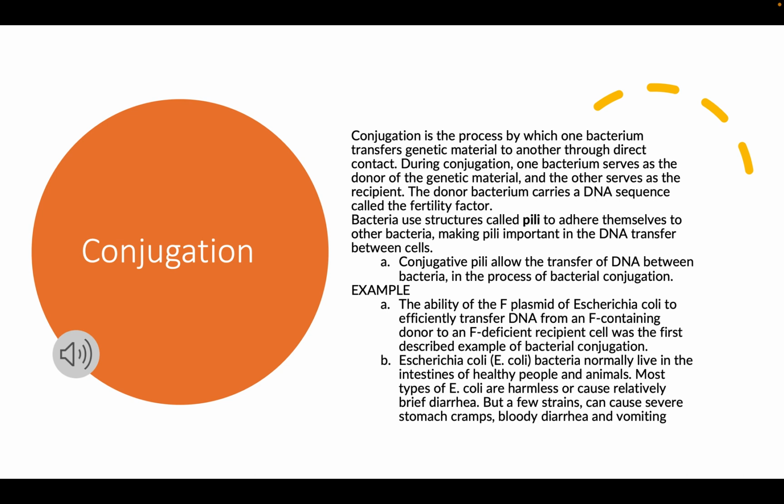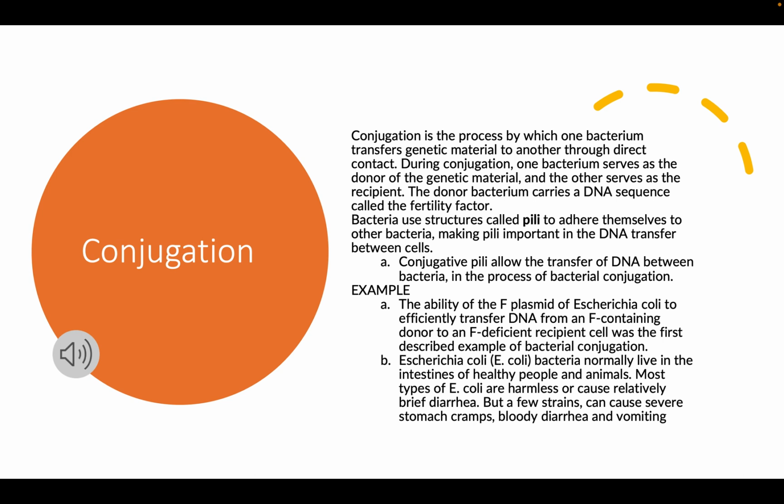Conjugation is the process by which one bacterium transfers genetic material to another through direct contact. During conjugation, one bacterium serves as the donor of the genetic material, and the other serves as the recipient. The donor bacterium carries a DNA sequence called the fertility factor. Bacteria use structures called pili to adhere themselves to other bacteria, making pili important in the DNA transfer between cells.